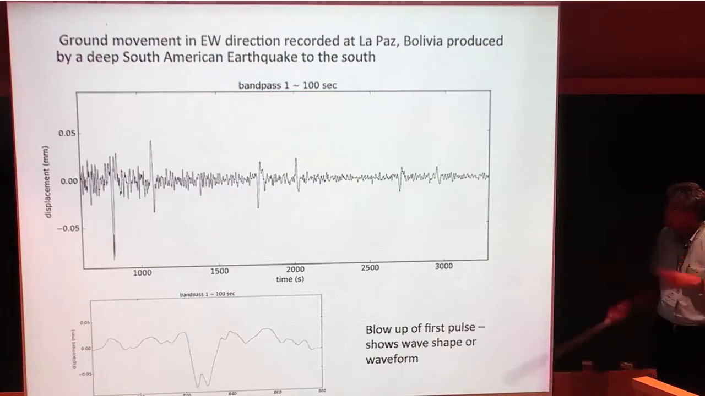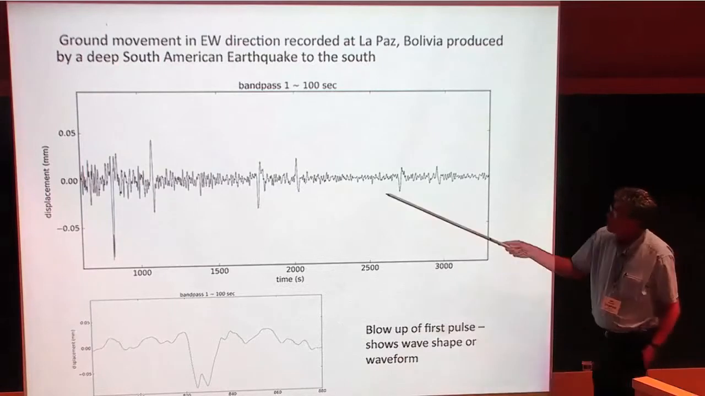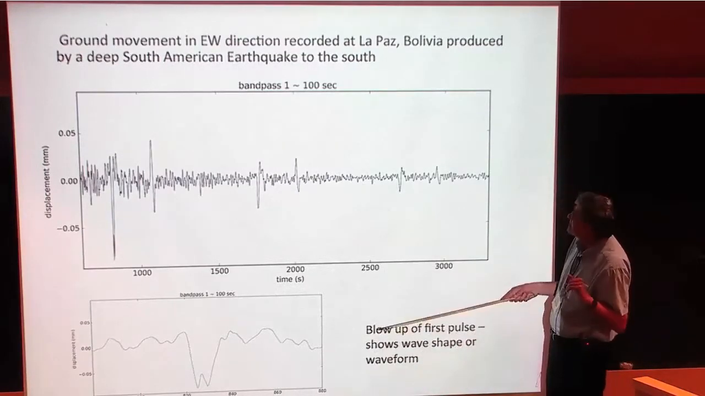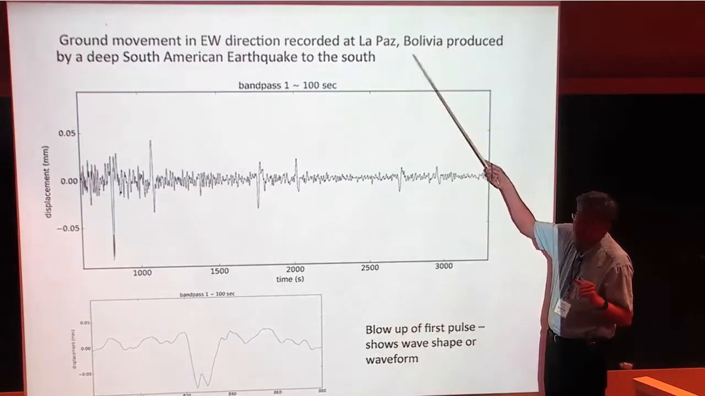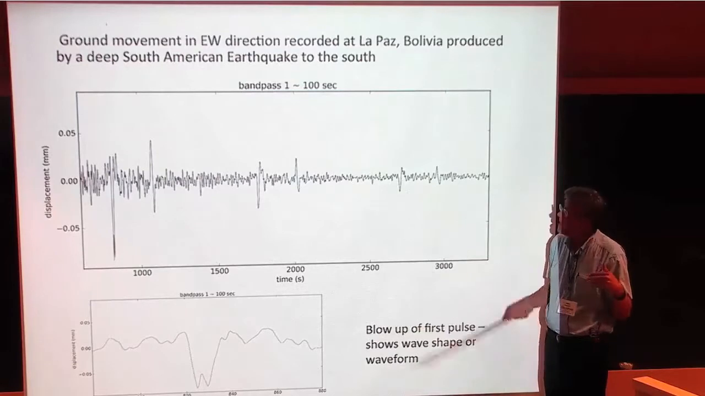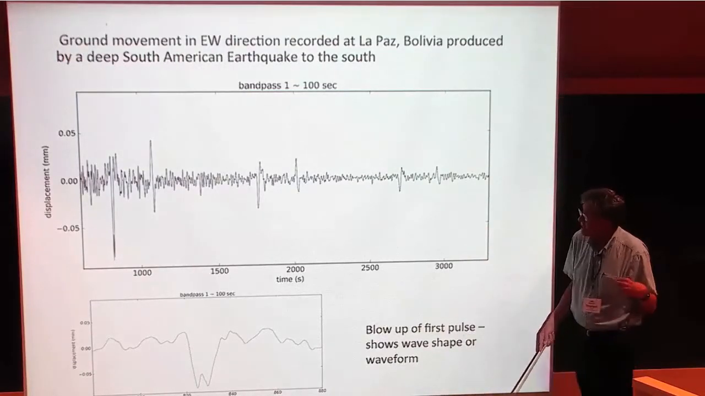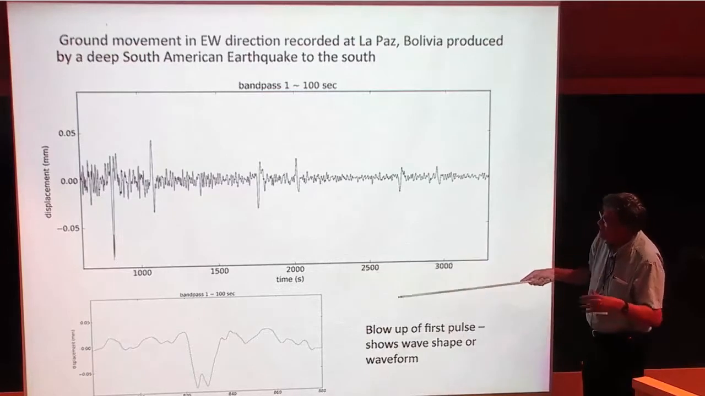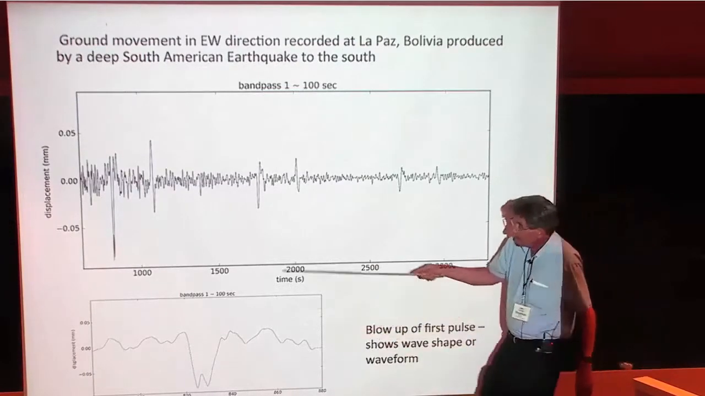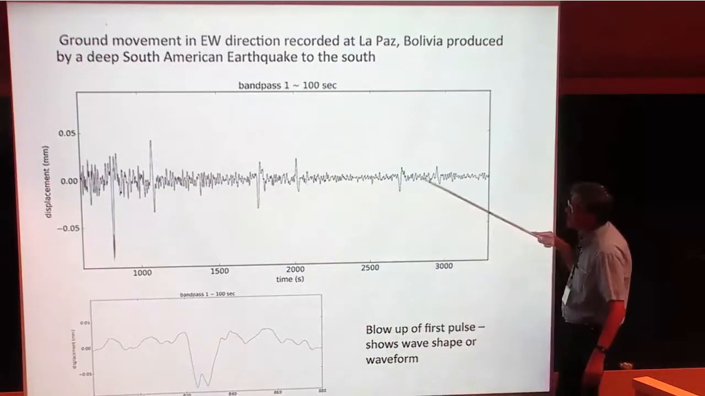I thought I'd show you an example of a fairly simple seismogram. This is the movement of the ground in the east-west direction at a station recorded in La Paz, Bolivia. And this movement was recorded a short time after a deep earthquake just south of La Paz in South America occurred. So if you look at the recording, very simple, right? It's just how the ground moves in the east-west direction. You see a number of these pulses, boom, boom, boom, boom, coming in time.